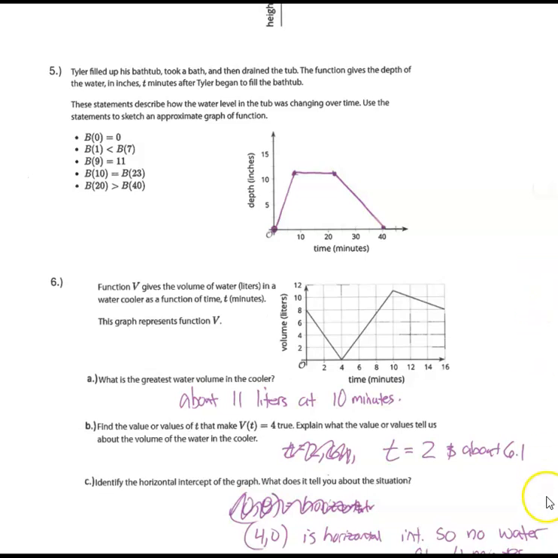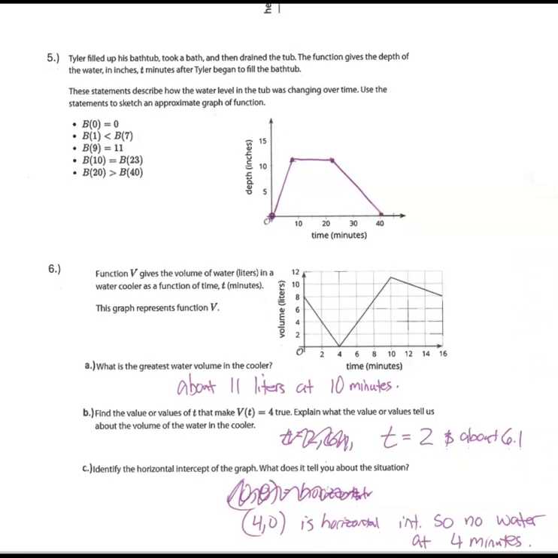And then lastly, on this one right here, let me see if I can drag this down. Drag it down, there we go. On this last one right here, it gives you a graph. It says, what are the greatest water volumes in the cooler? You can see the highest point there, the max, is going to be at 10 minutes. You are going to have a max of, it looks like about 11 liters. So you could write that as V of 10 equals 11.